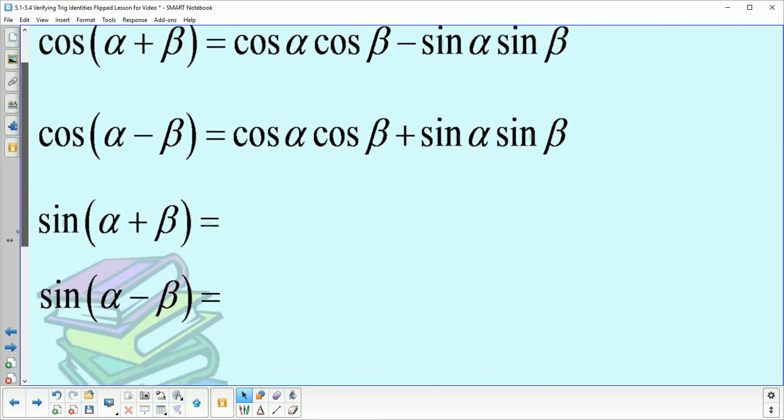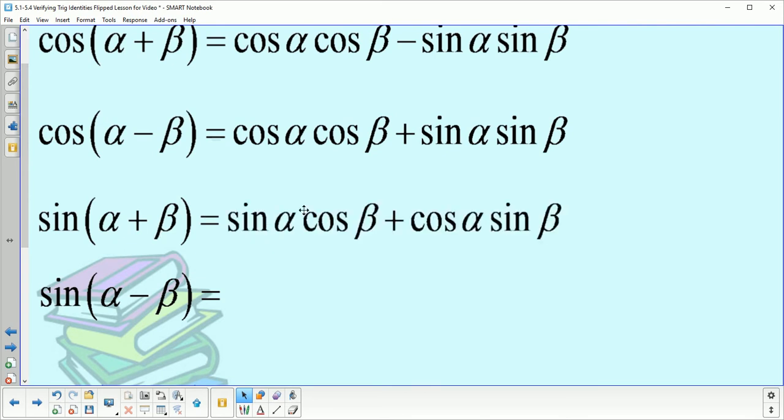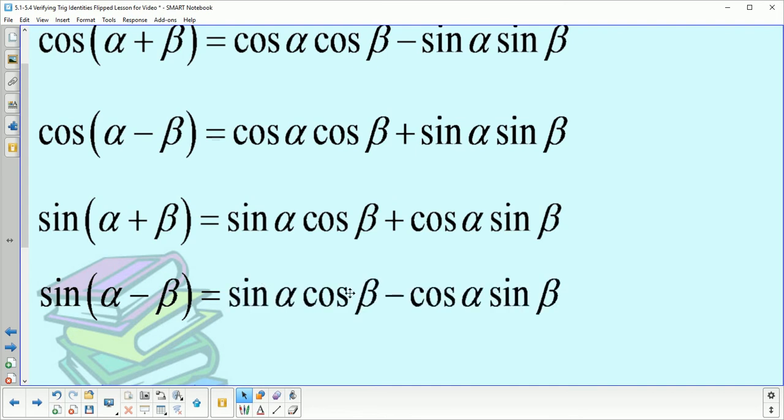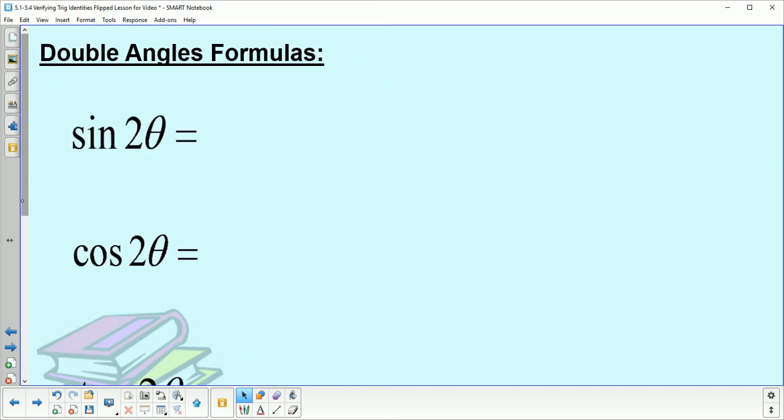And it's flipped when we do sine addition and subtraction of 2 angles. You see that the trig functions change, but the addition stays the same here. So sine alpha cosine beta plus cosine alpha sine beta. And likewise, when the trig functions change again, our subtraction stays subtraction. Okay, so there are your 4 sum and difference of 2 angle formulas. Make sure you get those down.